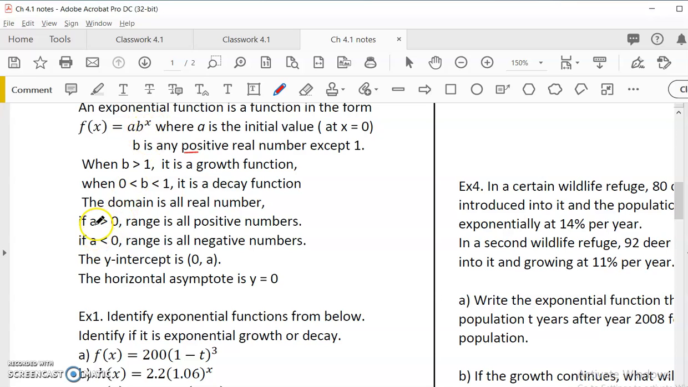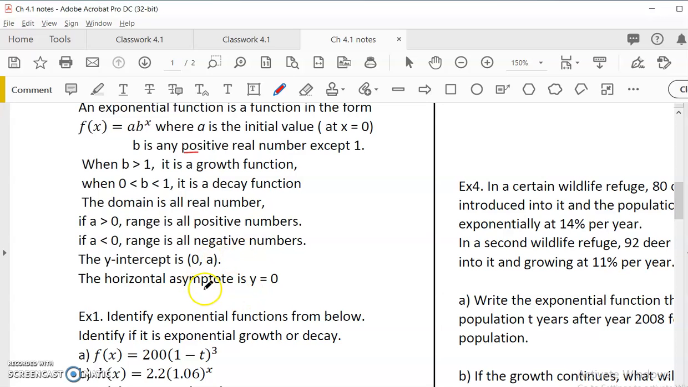And then what about a? What about the range? So b is always positive because that's how we require the exponential function to be. So all this multiplying will give positive numbers if a is positive. So the range is positive numbers if a is positive. If a is negative, that means initially you start with a negative number and you multiply by these positive things, it's always going to be a negative number. Okay. Y-intercept. Y-intercept is when x is 0. That is the initial value, 0, comma a.